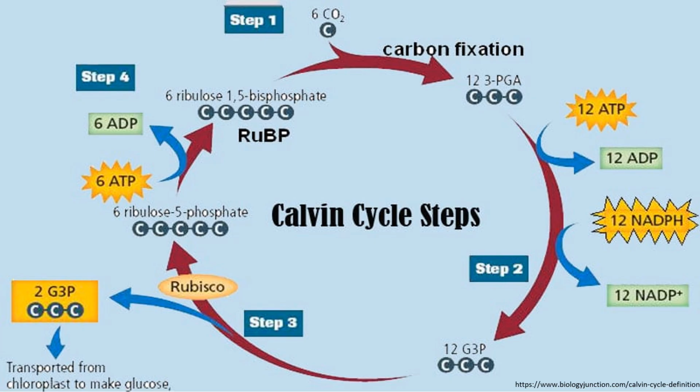This is about the Calvin cycle. Here is a picture depicting how the C3 or Calvin cycle is shown. There are basically 4 steps in the Calvin cycle. The first step is carbon fixation. We have discussed the carbon fixation.